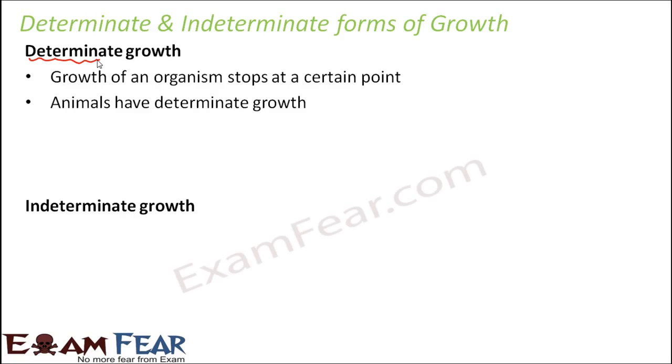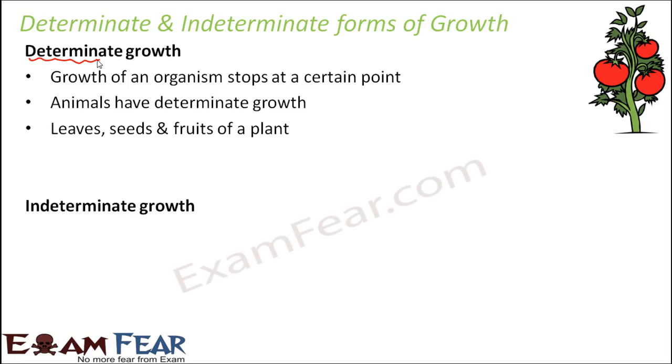So most animals have determinate growth, where the animal will not continue to grow throughout their life. They will grow only up to a certain time. Now if you talk about plants, there are certain parts, for example the leaves, seeds, and fruits of the plants, that all have a growth limit. If the leaves of the plant kept on growing throughout their life, you would end up having huge leaves, but that is not the case. They also grow only up to a certain size.